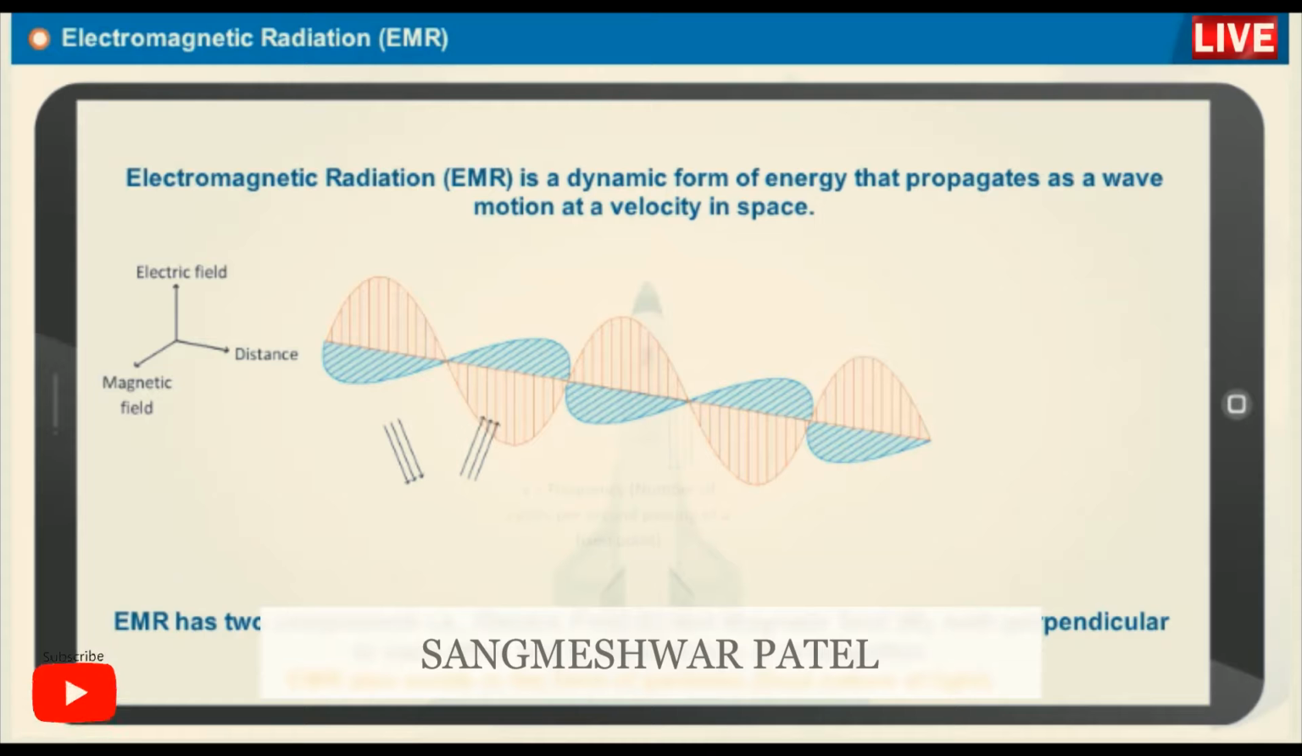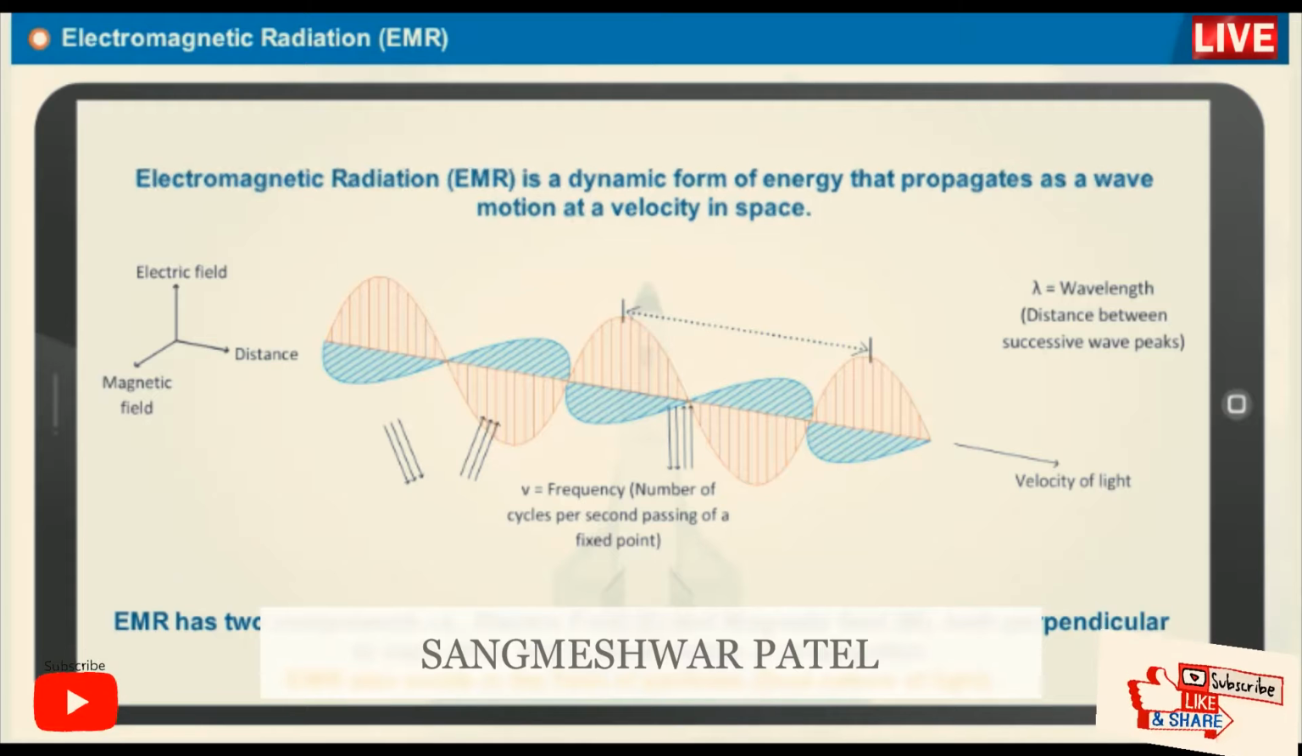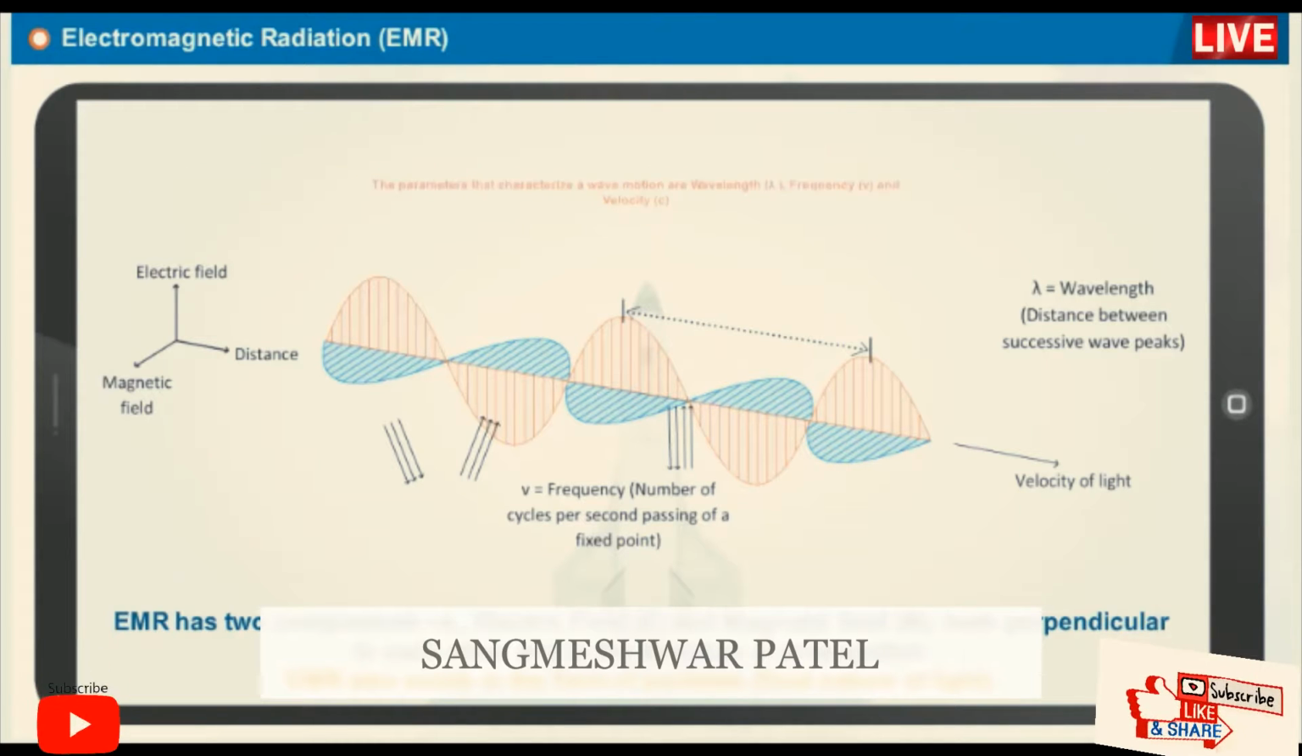Electromagnetic radiation, EMR, is a dynamic form of energy that propagates as a wave motion at a velocity in space. The parameters that characterize a wave motion are wavelength, lambda, frequency, nu, and velocity, c. The relationship between them is c equals nu lambda.